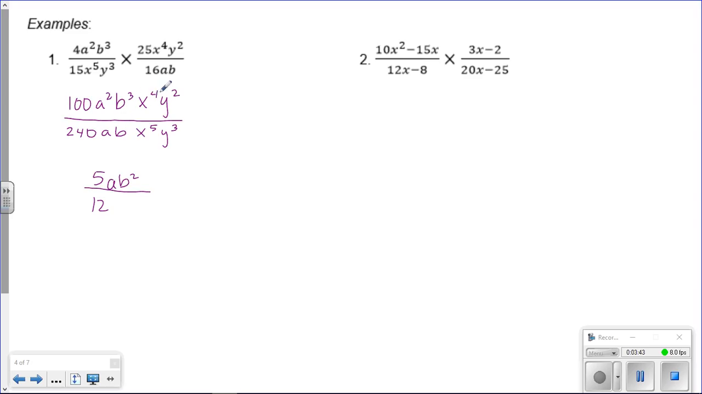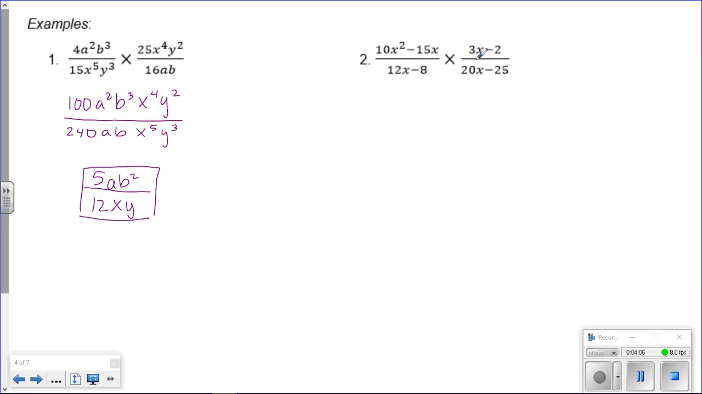Move on to my x's. I have 4 in the numerator. I have 5 in the denominator. So I'm going to have 1 left, and it's going to be in the denominator. And then the y's, you have y squared over y cubed. So you have 2 on top, 3 on bottom. That's going to leave you with 1, and it's going to be on the bottom. So you have completely simplified this expression.